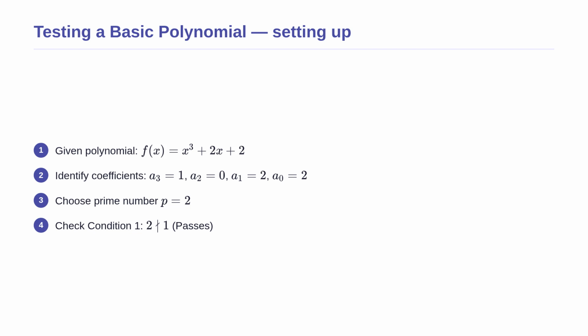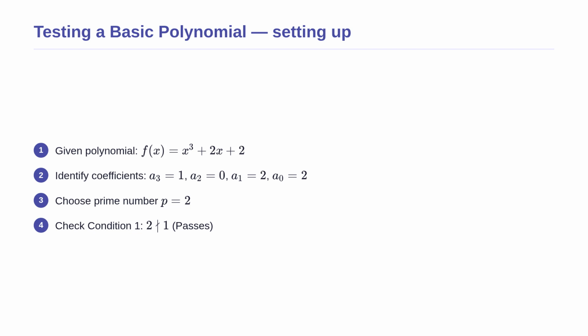First, we list out all the coefficients. The highest power is 3, so the leading coefficient a sub 3 is the invisible 1 in front of x cubed. There is no x squared term, so a sub 2 is exactly 0. The coefficient a sub 1 is 2 and the constant term a sub 0 is 2.